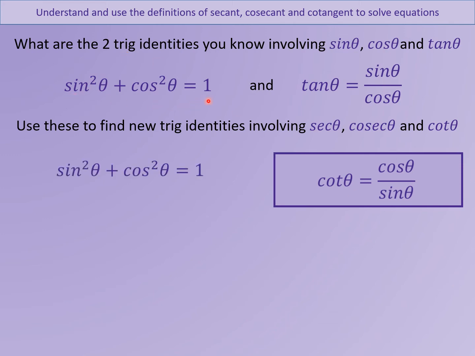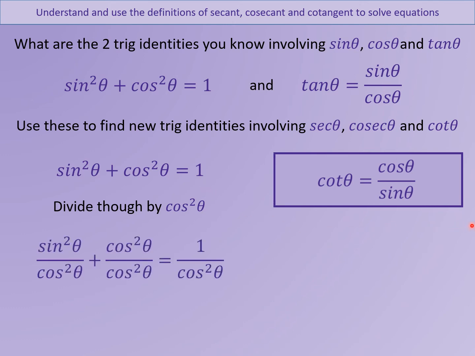Sine squared plus cos squared equals 1. And what I'm going to do is I'm just going to divide through. I'm going to divide through by cos squared theta. So I can do that. I'm allowed to divide every bit, so that bit, and that bit, by cos squared theta. So there we go. That's what I've done. I haven't done anything different. Because I've done it to everything, it's perfectly reasonable.